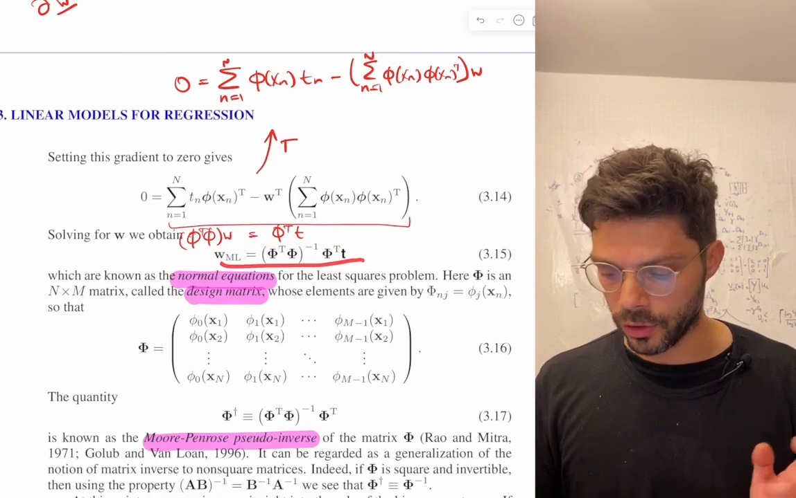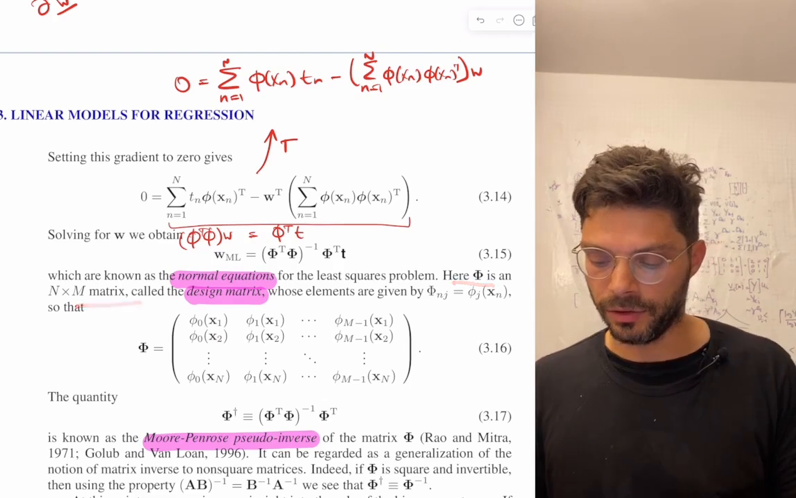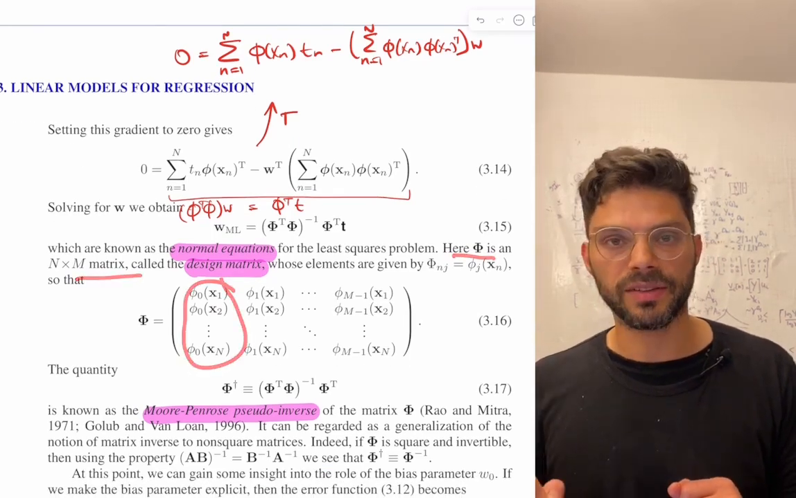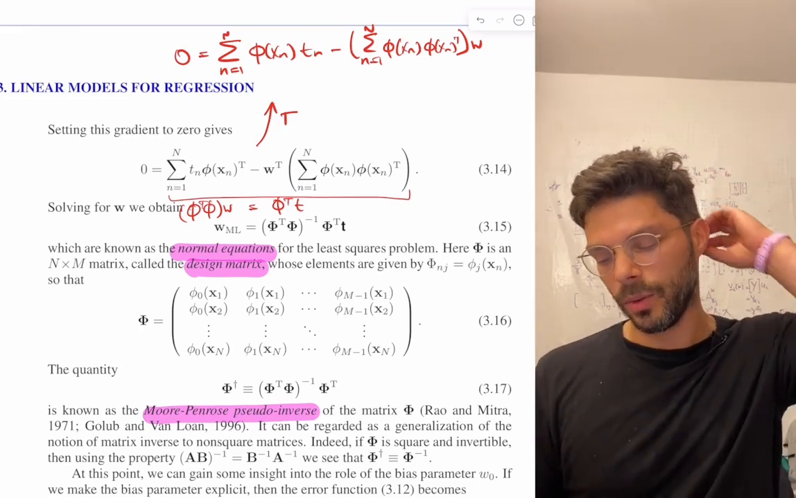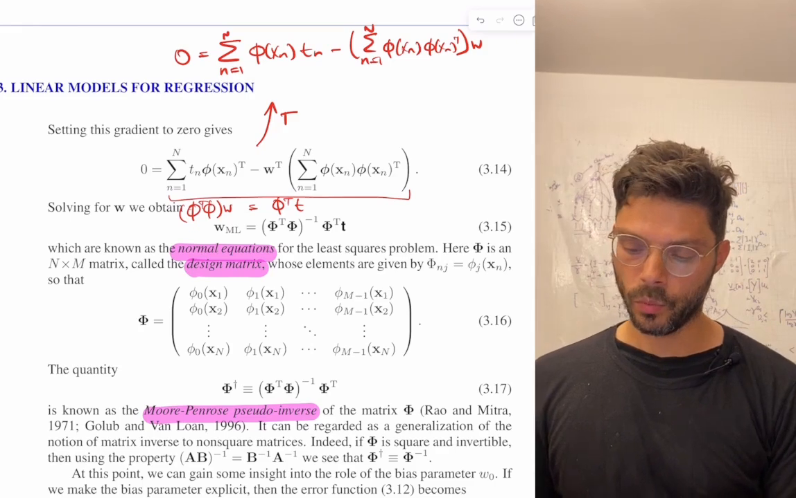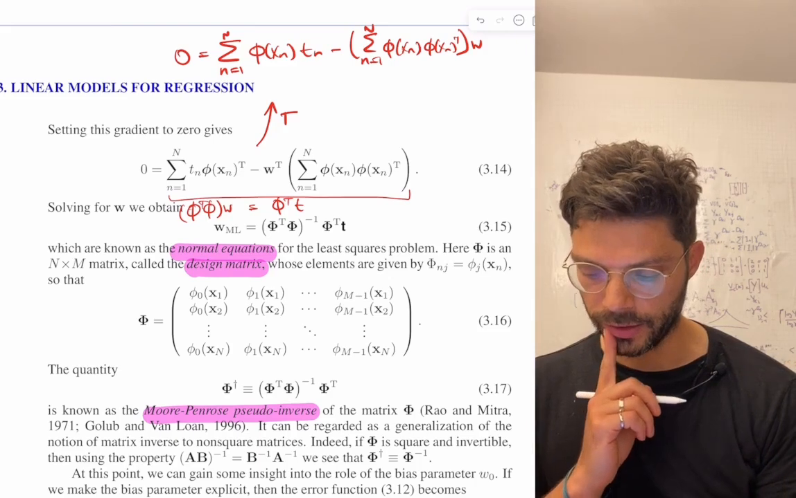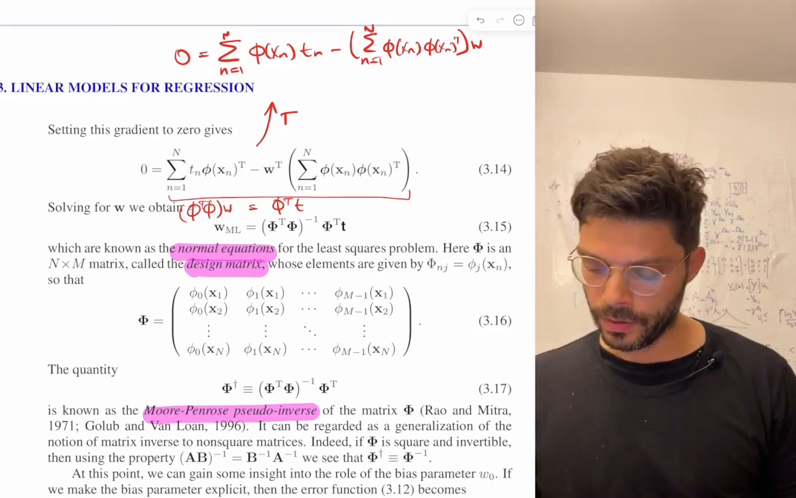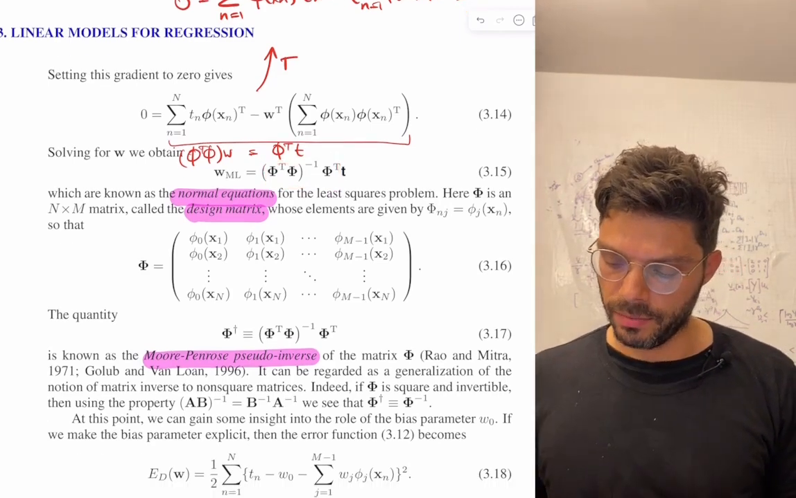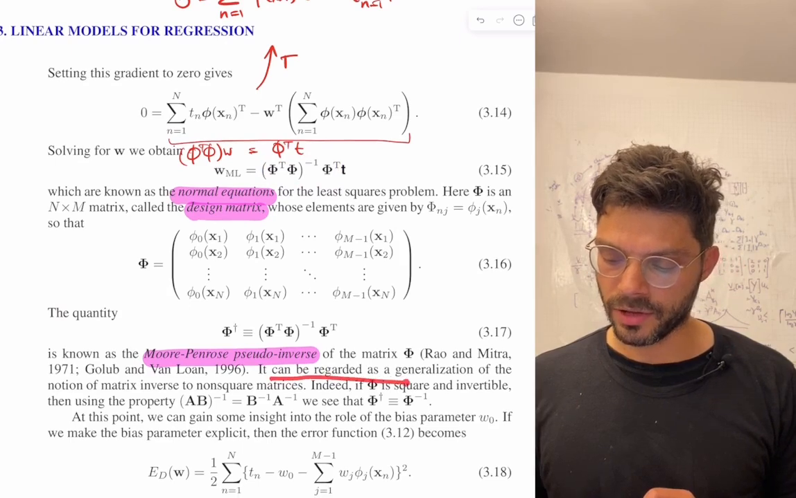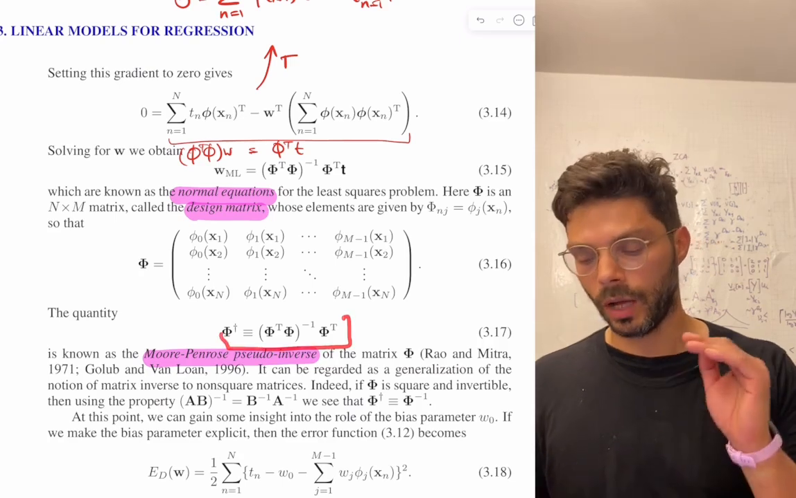We call this the normal equations for the least squares problem, just a name. And here phi is an n by m matrix called the design matrix. Notice for him, each column is going to be one of the features. That's going to be a handier way of working with things when we're looking at the geometric case, I believe. But we'll see when we get there. This quantity here is the pseudo-inverse of the matrix phi. It can be regarded as a generalization of the notion of matrix inverse. This actually has really cool properties we'll talk about in the geometric session.